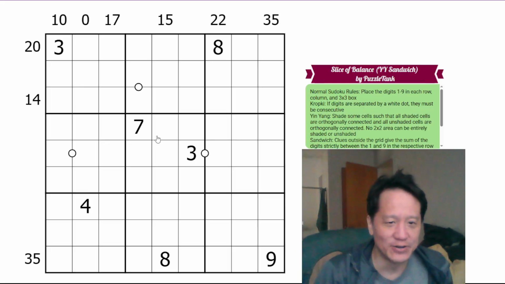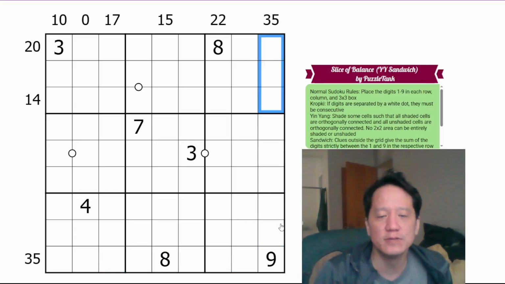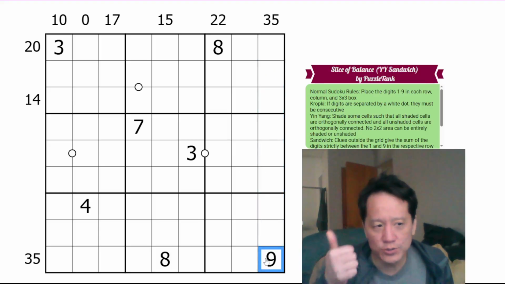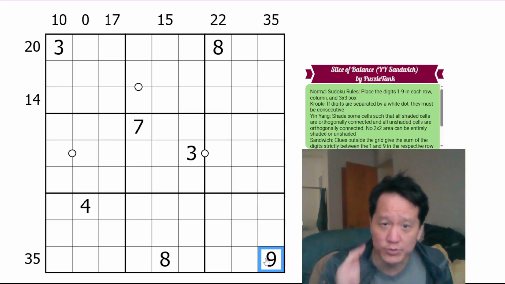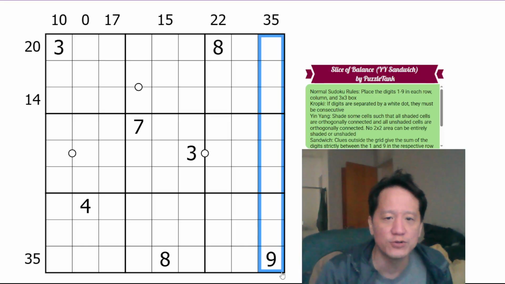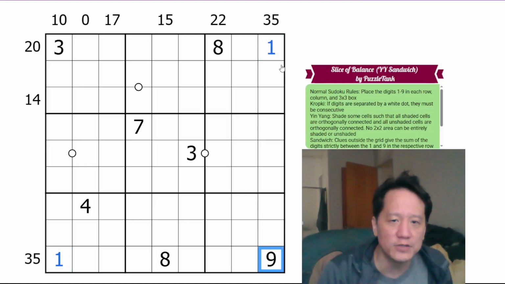Let's go. Okay. So, the digits that can be in between 1 and 9 can be 2 through 8, which adds up to 35. And row 9 and column 9 both add up to 35. So therefore, they must be 1 on the outside and a 9 on the other side.